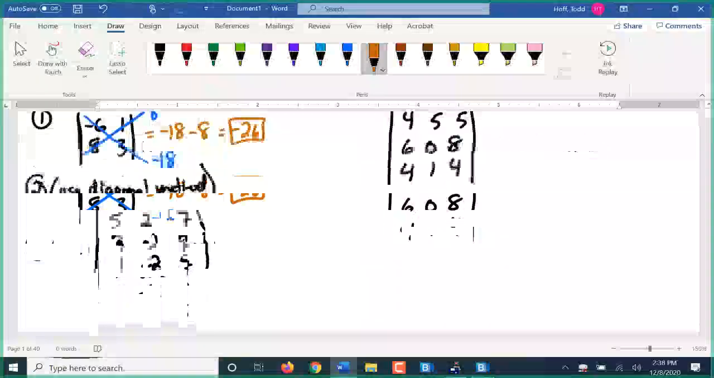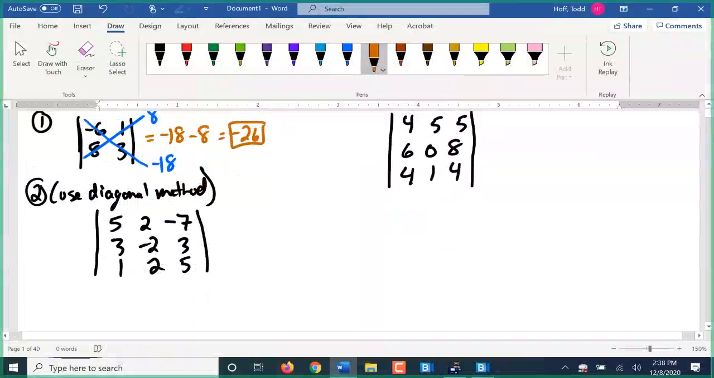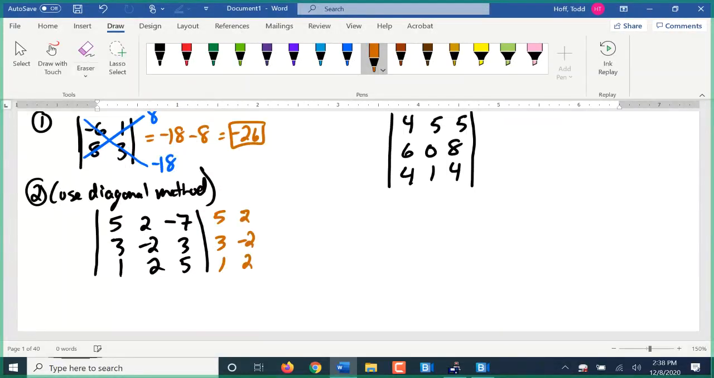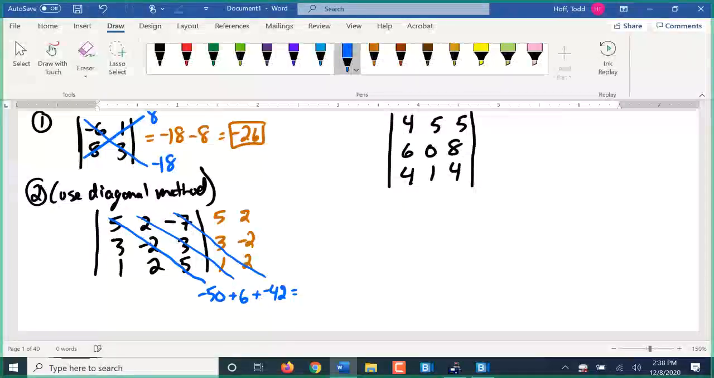That's our determinant there. For number 2, I specified the diagonal method, which means we rewrite the first 2 columns. And then we're just going to do the diagonals. So 5 times -2 times 5 is a -50. Plus 2 times 3 times 1 is 6. Plus -7 times 3 times 2 is a -42. Which I believe makes -86. Is the total down diagonal.